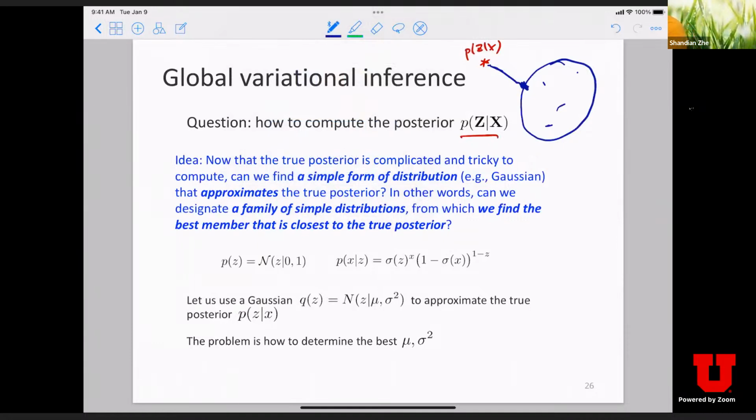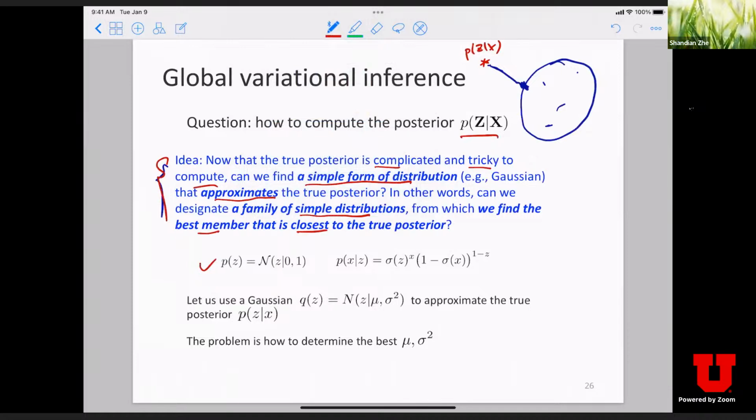So here I want to read out this paragraph again, to strengthen the idea. Now that the true posterior is complicated and tricky to compute, can we find a simple form of distribution, for example Gaussian, that approximates the true posterior? In other words, can we designate a family of simple distributions from which we find the best member that is closest to the true posterior?